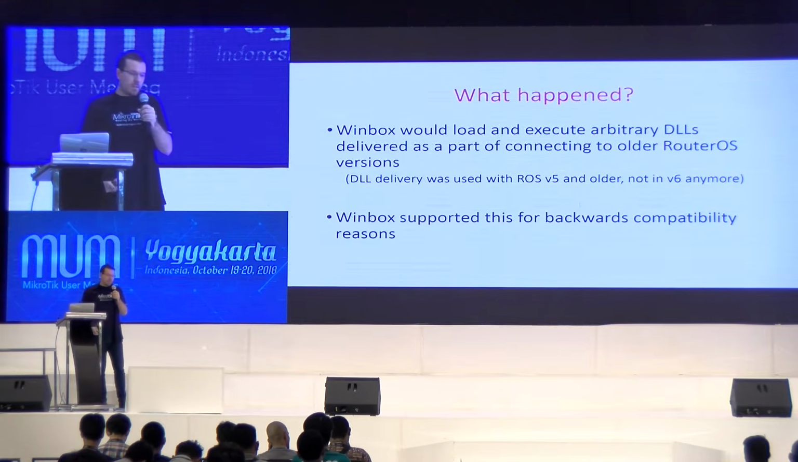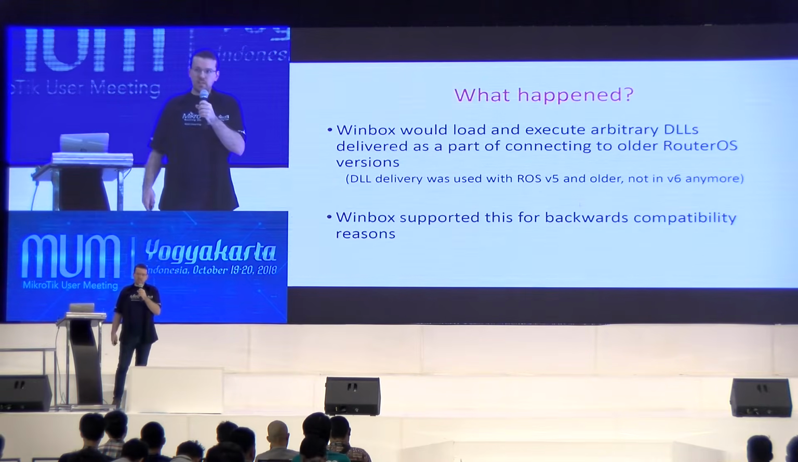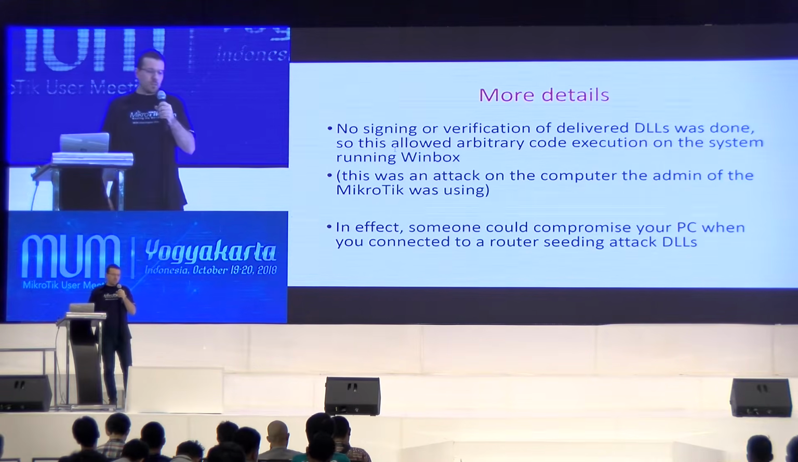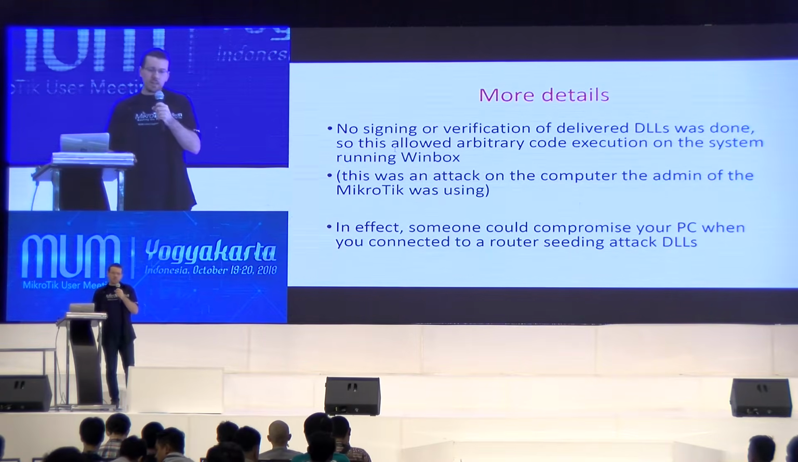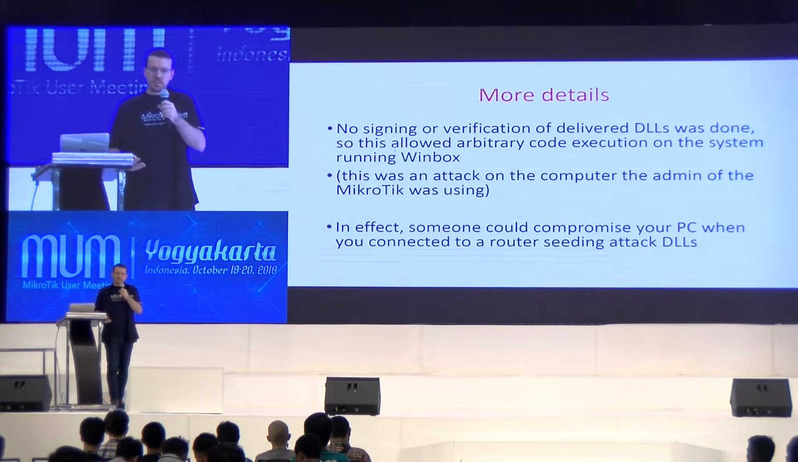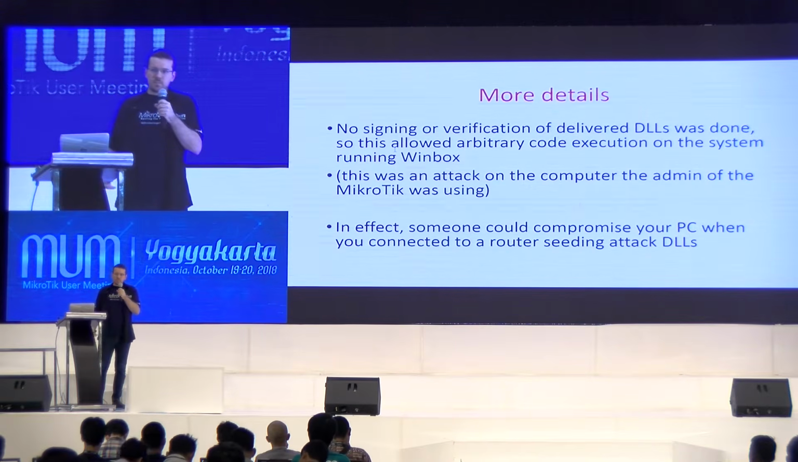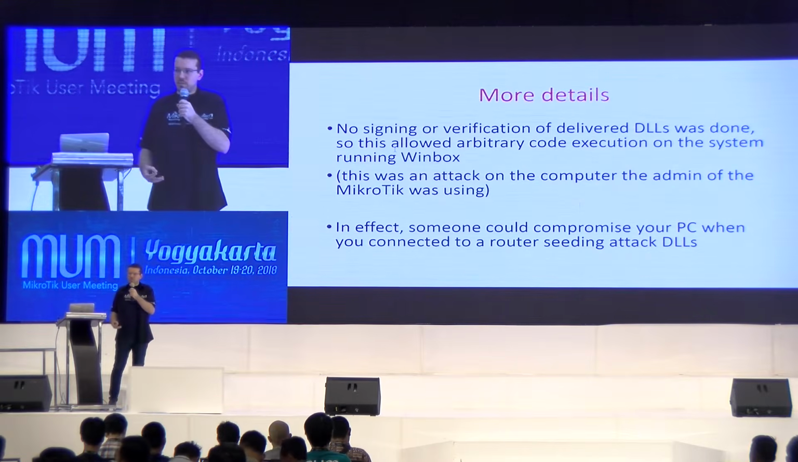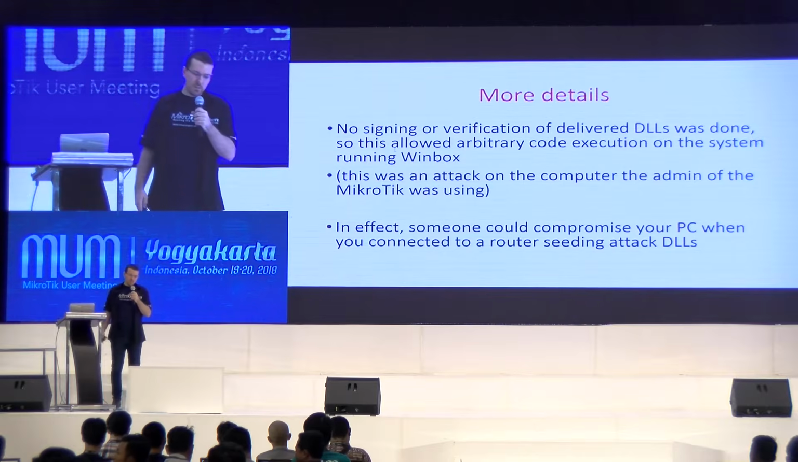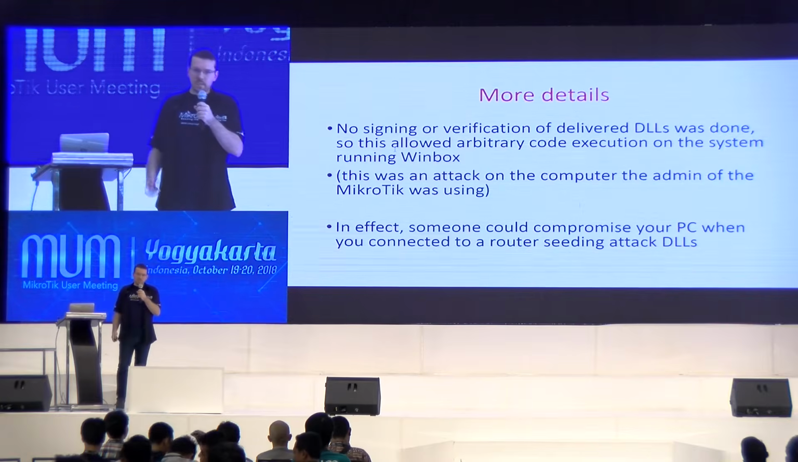But after ChimayRed, you could actually affect the underlying Linux system, and therefore you could deploy payloads which delivered malicious DLLs across the Winbox connection. Since Winbox didn't do any signing or verification of the DLLs delivered as part of connecting to RouterOS, it was super easy for anybody to simply deploy a malicious DLL, which would be loaded and executed by Winbox, and the computer of the administrator would be compromised through these DLLs. So someone could simply compromise your computer just by you connecting to an infected MikroTik router.